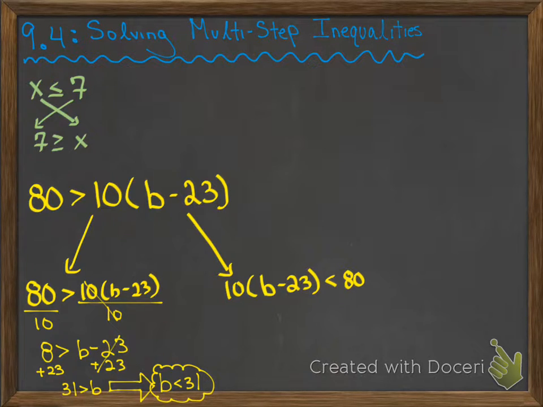If you do 31 is greater than b, some of you get tripped up and you say, well, what does that mean b can be? So I think at the end, having the variable on the left is helpful for you guys. If you guys are fine with 31 is greater than b, use that. There's no pressure to flip-flop it.